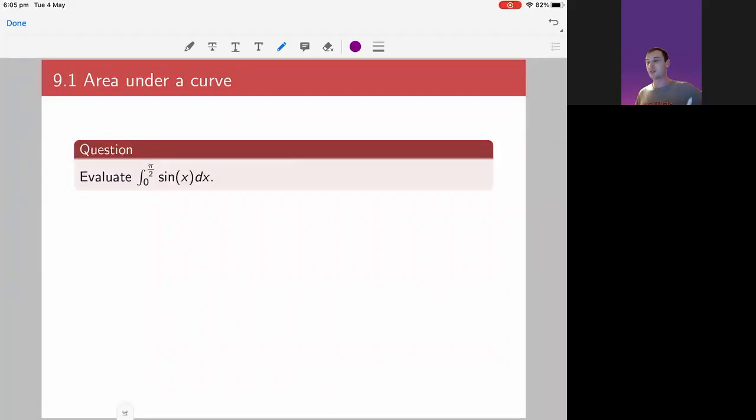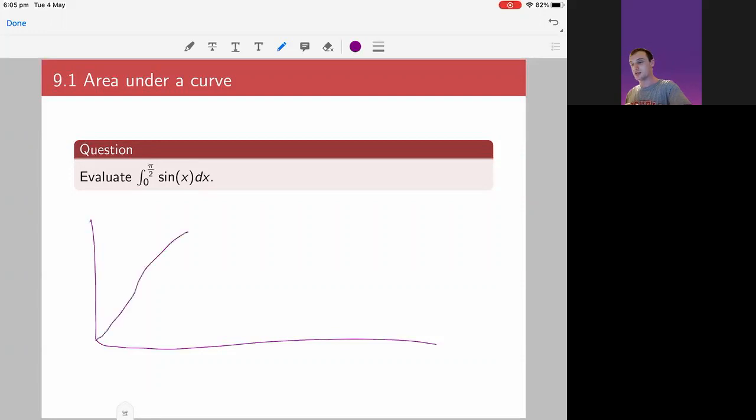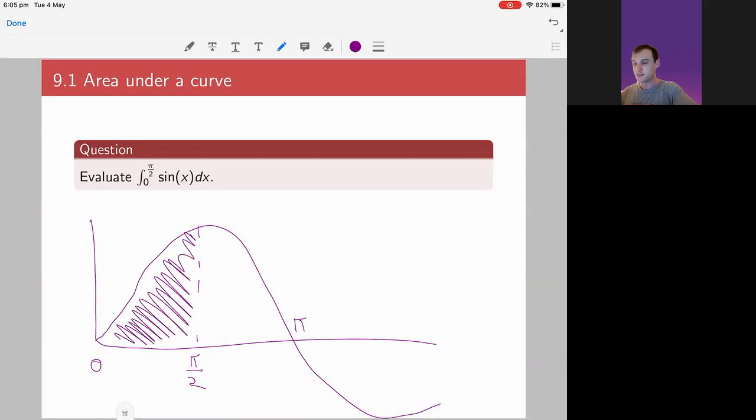Evaluate the integral from 0 up to pi on 2 of sine of x dx. Now I think this is a pretty natural question to ask, because the sine function that we're dealing with, we know roughly what it looks like. We know that it has a peak at pi on 2, it goes back to 0 at pi, and so on. What this question is asking us to do is work out what this area under the curve is. So even though this looks like a pretty hideous symbol, really what we're trying to do is find something really geometric, namely just this whole area underneath here.